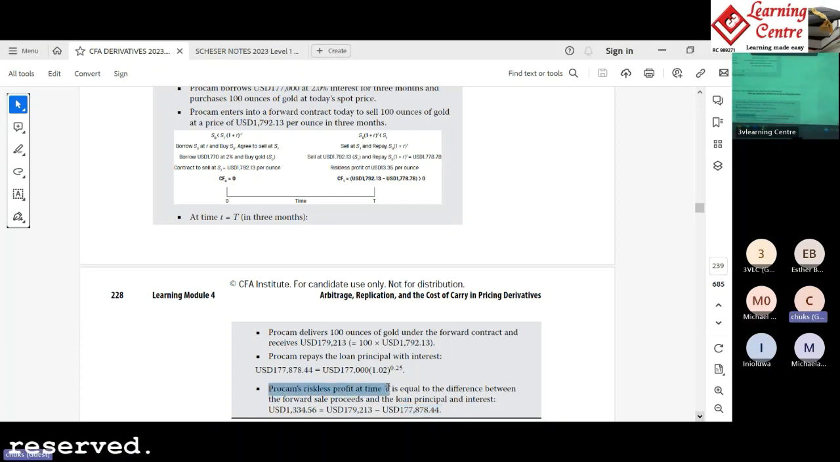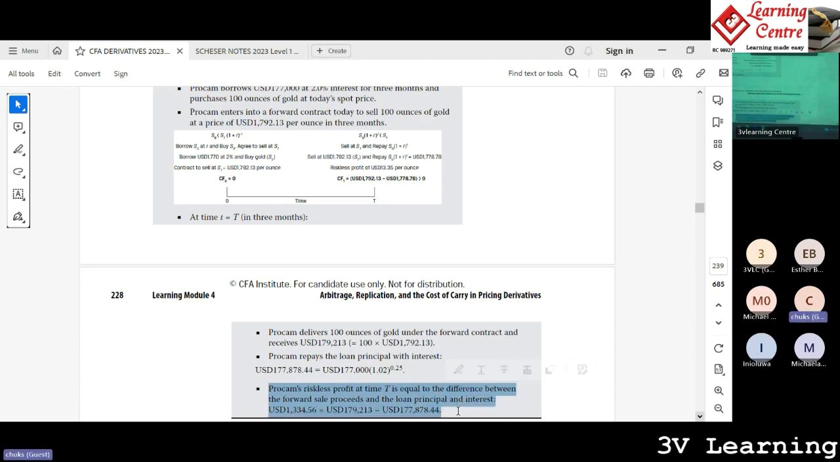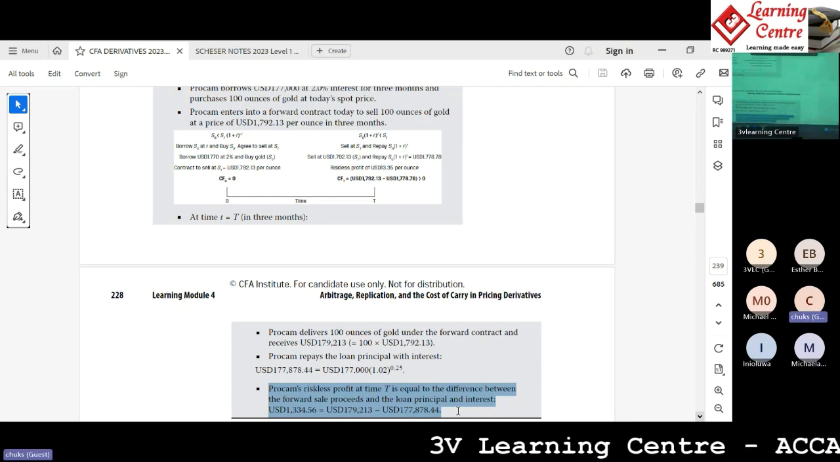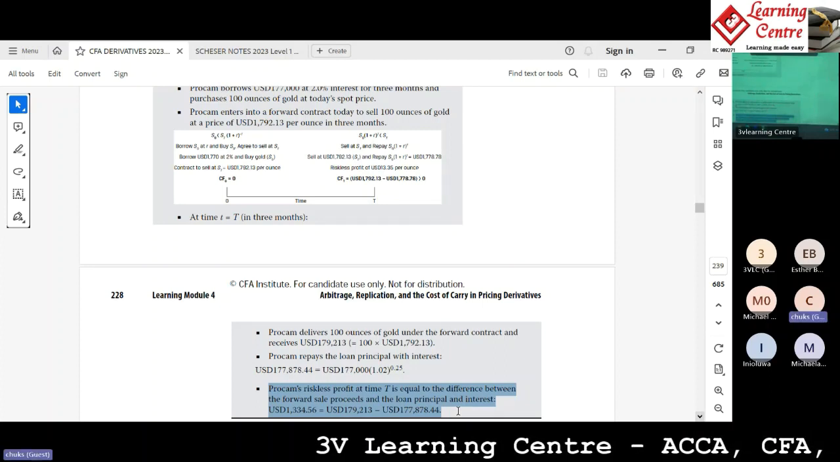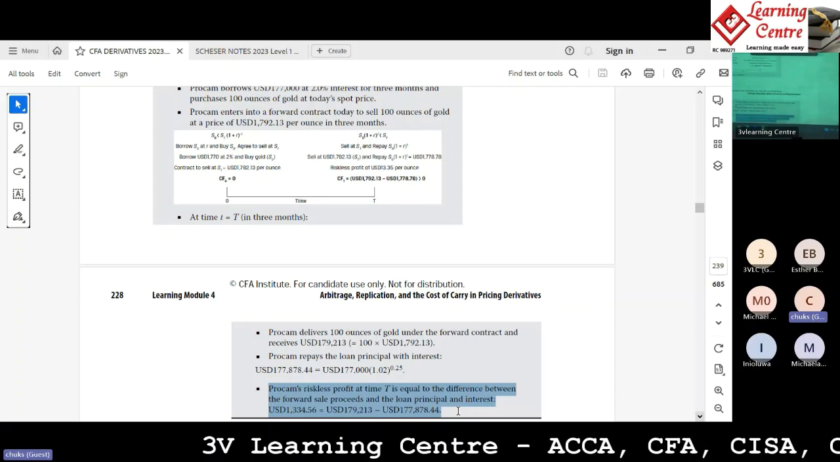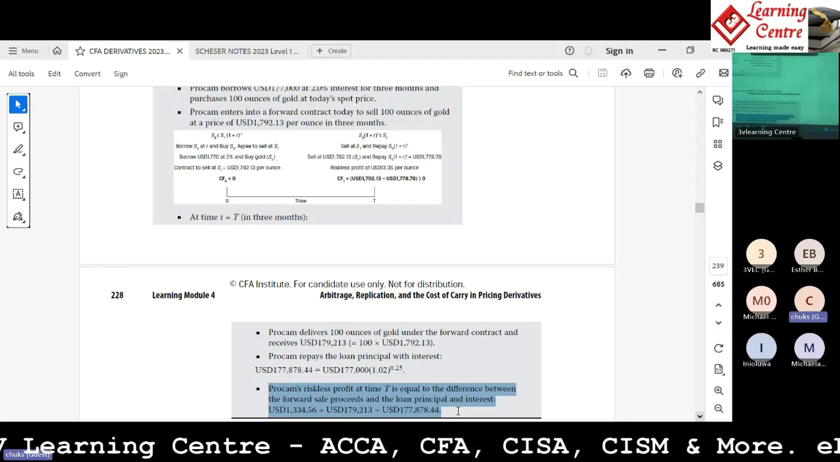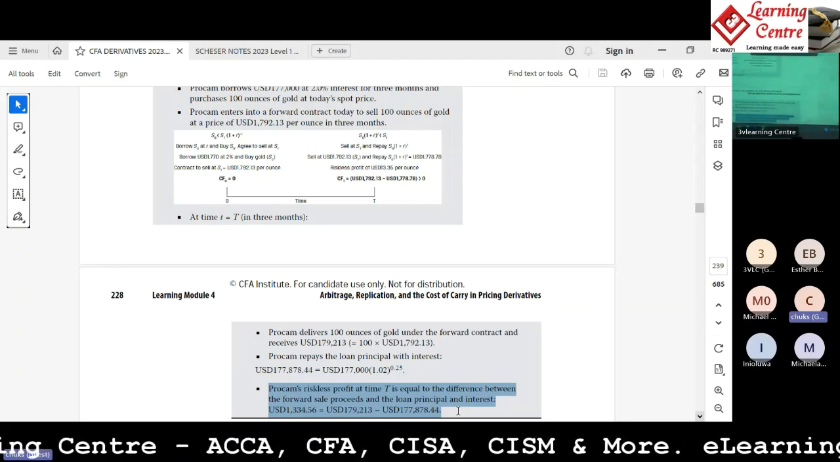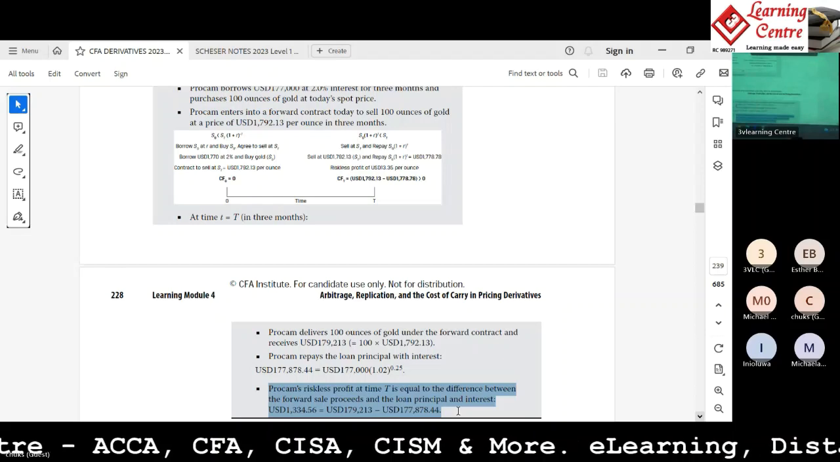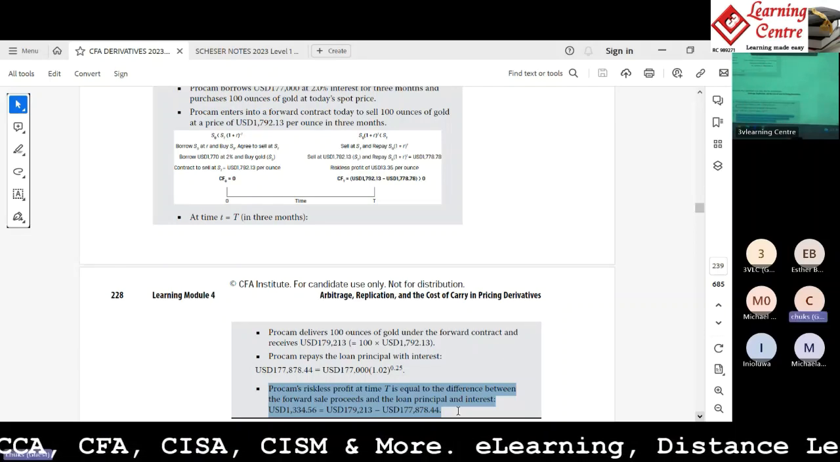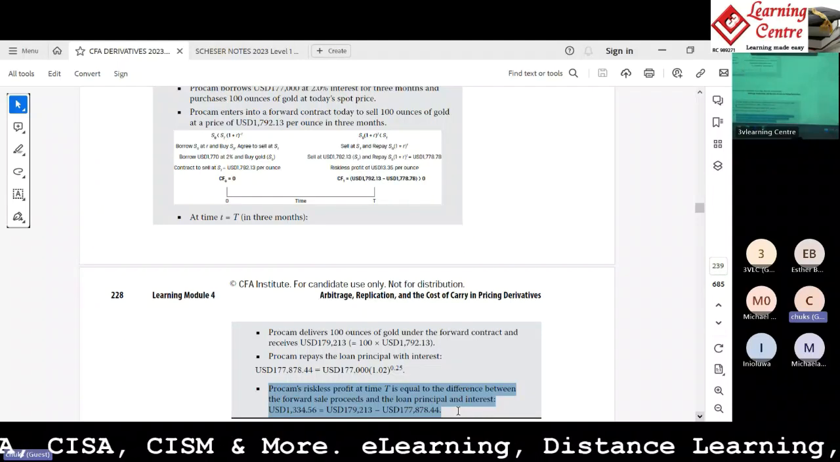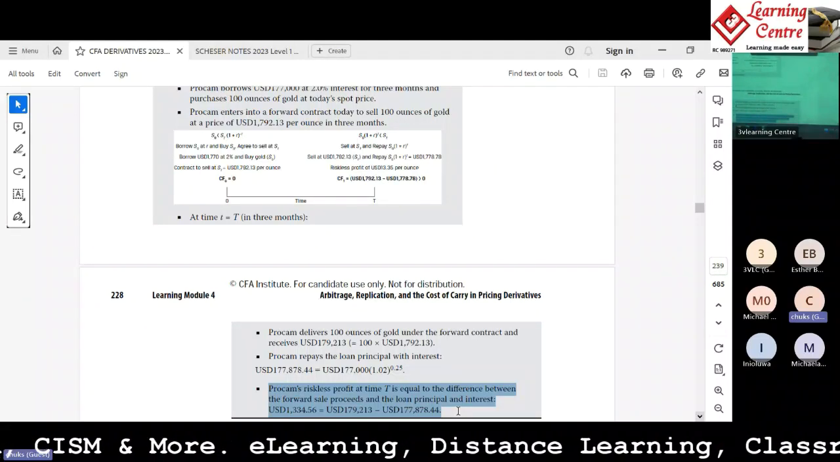So the riskless profit is equal to the difference between the forward sales proceeds and the loan principal. What does it mean? In 1 year's time, when the year comes, he will collect his money from this forward. He will collect 1792, or 179,213. Then he will take that money and repay the loan he has collected of 177,878 and make a profit of 1334. So he is good. But this is an arbitrage position, and we have said it will only last for a short time.